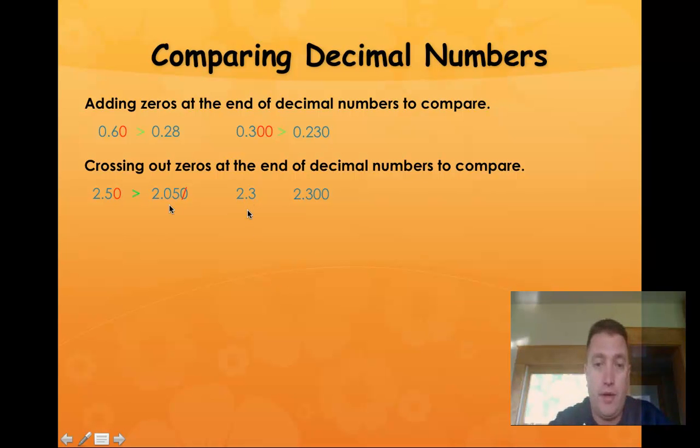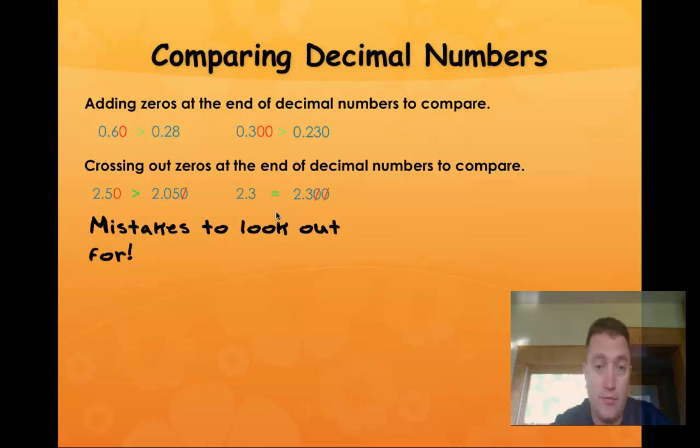On the second one here, I can cross off my 2 zeros here, all right? And now I've got 2 3/10 and 2 3/10. It was 2 3,000ths over here. Those are equal, okay? Mistakes to look out for.